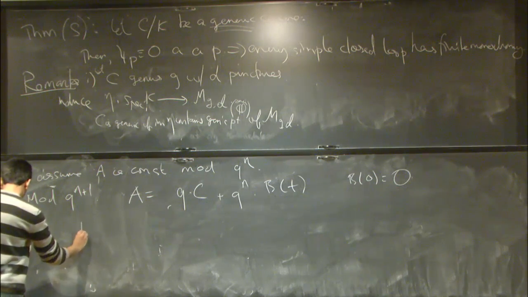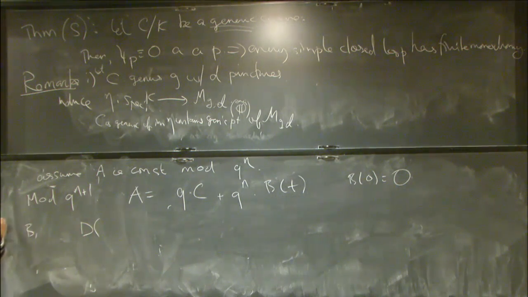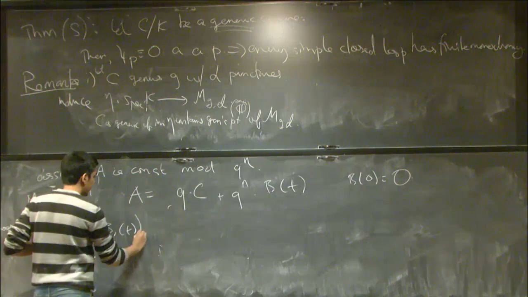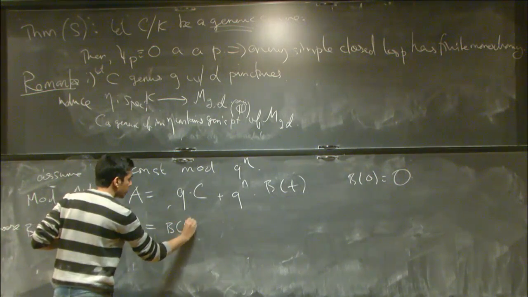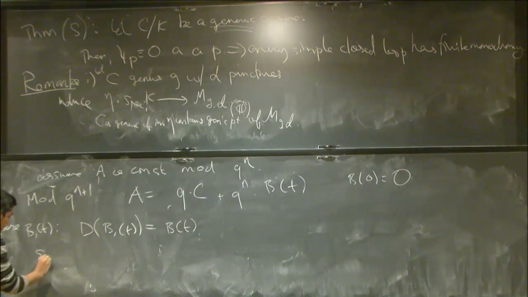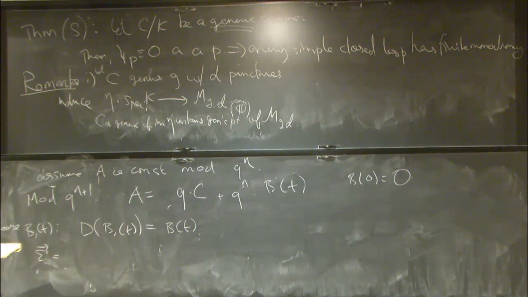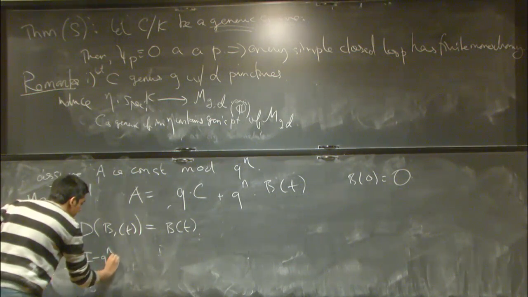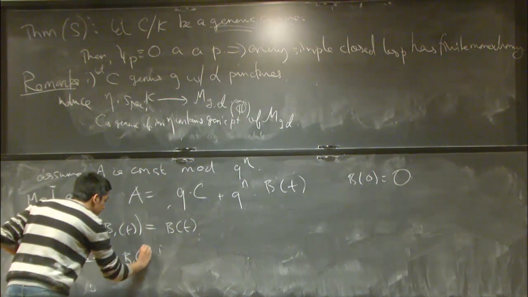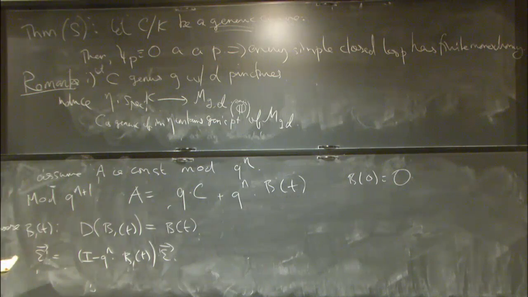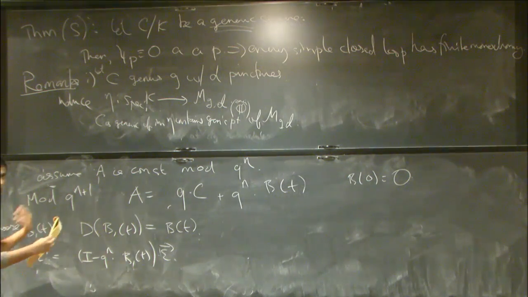So let's choose b1 such that d of b1 of t is b of t. Then pick your next basis. Let's say epsilon prime equals the identity minus q to the n times b1 of t times the previous basis. And we'll show that with respect to the new basis, the connection matrix is going to be constant mod q to the n plus 1. And then the same inductive argument will apply to show that the connection matrix can be made constant without modding out q at all.